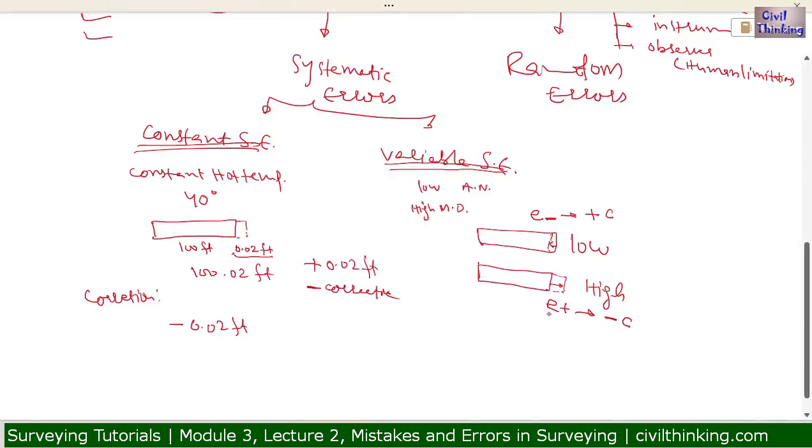So you will see the variable systematic error is not really complex, but comparatively more complex than constant systematic errors, because there you just have one number, but here you have multiple numbers. You have one number and you have two numbers, maybe even more, if we observe more fluctuations in the temperature. That is variable systematic error.